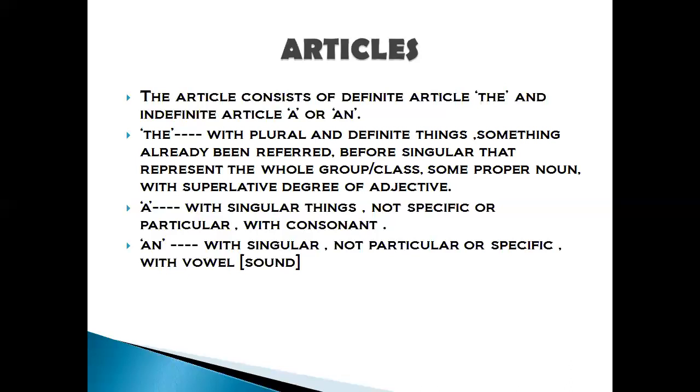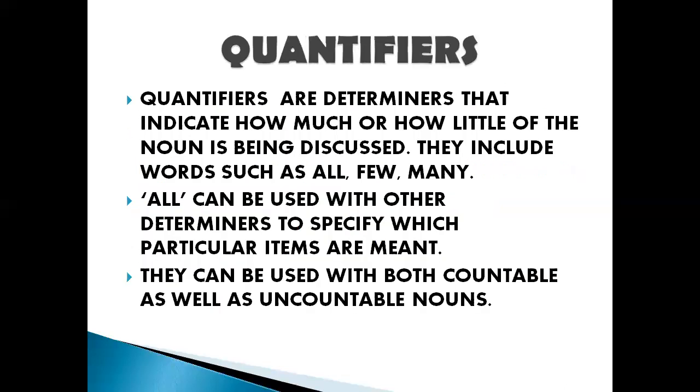Now let us see the other determiner, quantifiers. Now what are quantifiers? A quantifier is also a determiner which modifies a noun to indicate its quantity. Any, all, a little, none, a few are all examples of quantifiers. Quantifiers tell us how much or how many there are of something.